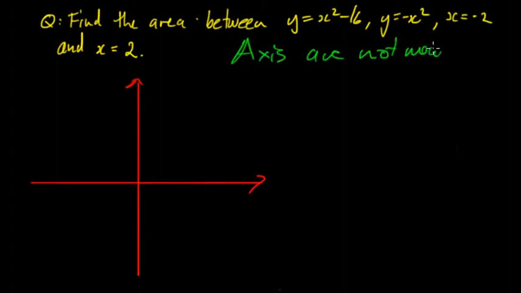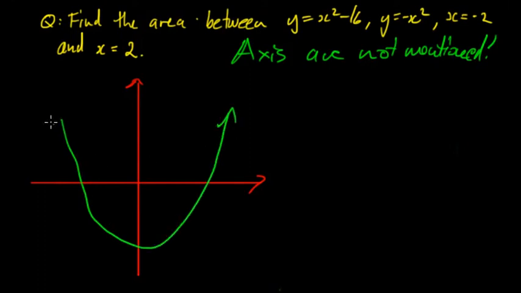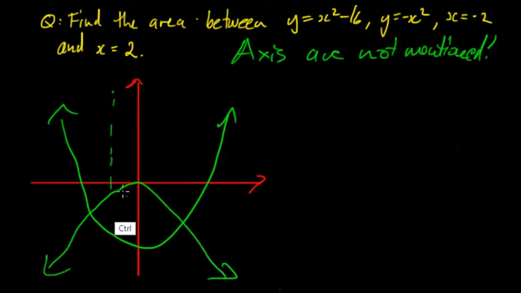So if the axes are mentioned, then we can calculate them like we've done in previous videos. However, as the axes are mentioned, we only look at these lines when we want to know what area we want. So first we have x squared minus 16, so it's going to look something like this. Then we have negative x squared, so it's going to look something like this. x is equal to negative 2, and x is equal to 2.